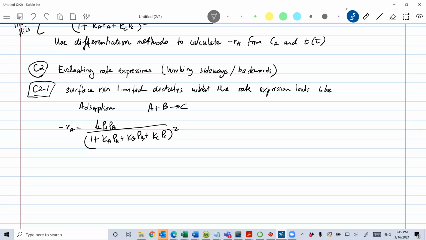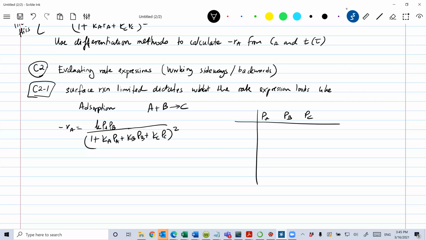You would set up experiments where you have partial pressure A, partial pressure B, partial pressure C, and then different runs: run number 1, 2, 3, 4, 5, 6, and 7, and then you would have your rate. In this case you could use a differential PFR, because a differential PFR, as we described, gives an initial rate. It's got very little catalyst, and whatever rate you see at the beginning is proportional to the inlet concentration or pressure.